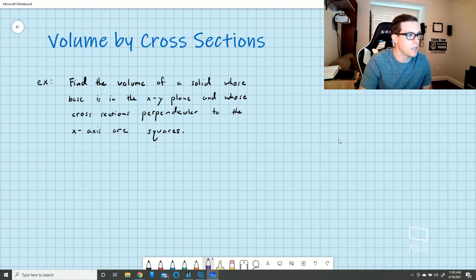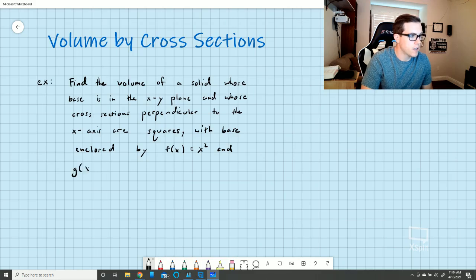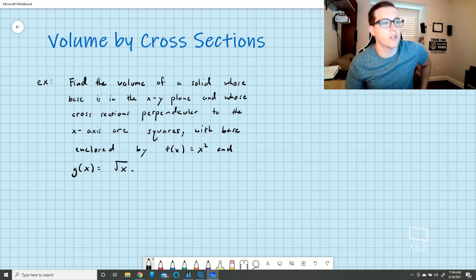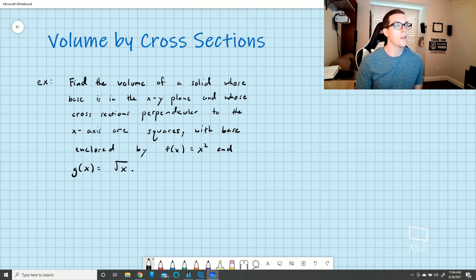So, a solid whose base is in the XY plane, with base enclosed by f of x equals x squared and g of x equals root x. My mistake. I have to obviously give you functions, just like I did when we had volume by rotation, volume by cross section, or area.